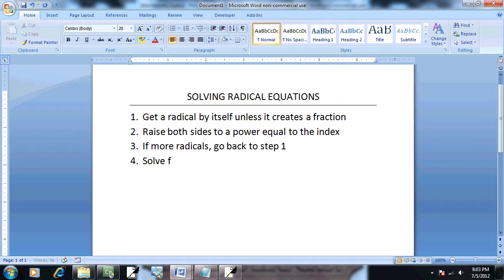Step 4, solve for x, and that's pretty vague, but usually in intermediate algebra you're solving a linear equation. It's more college algebra where it could be a quadratic equation. And then step 5, check your answers.